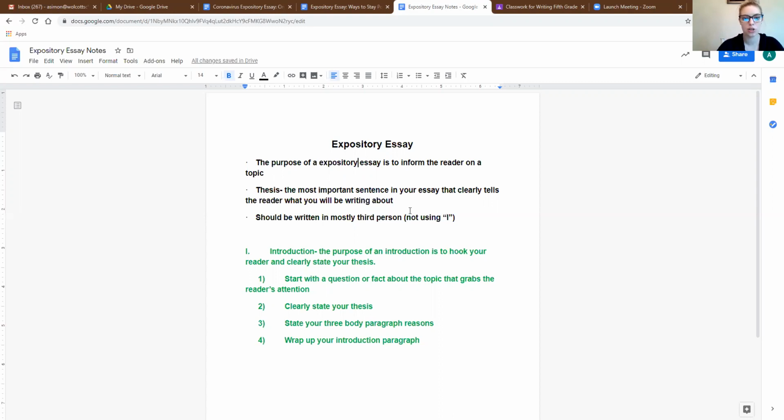And most of you guys did a good job of coming up with theses yesterday. Remember, your thesis is not your hook sentence, okay? Your thesis is your most important sentence, not the sentence that hooks the reader. We also need to remember that since we are informing, it needs to be mostly written in third person. So you're not using the word I, okay? You're going to be using he, she, words like that, people, third person types of words.